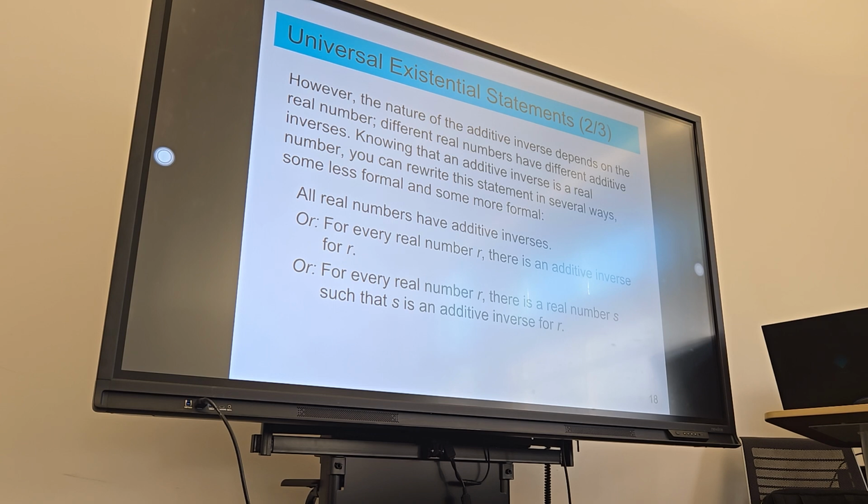Knowing that an additive inverse is a real number, you can rewrite the statement in some more or less formal ways. For every real number r, there's an additive inverse for r. Or you can introduce another variable: for every real number r, there's a real number s such that s is an additive inverse of r.